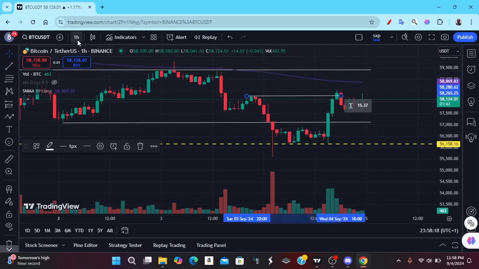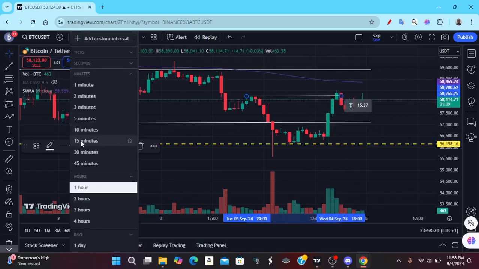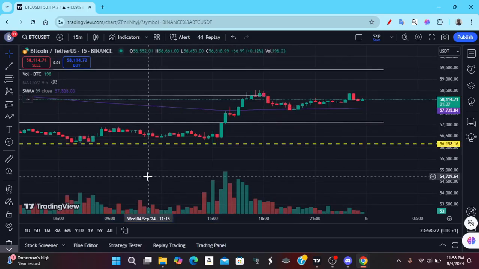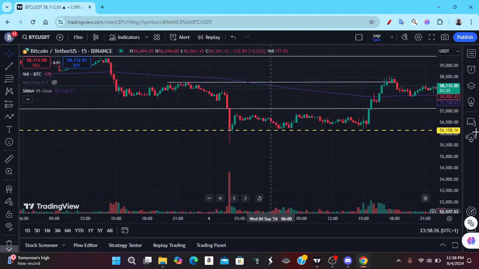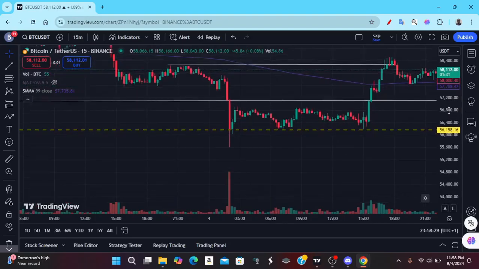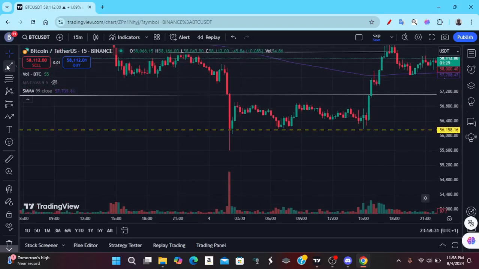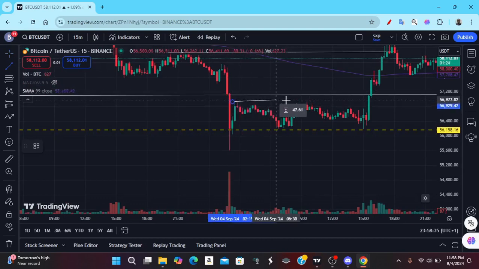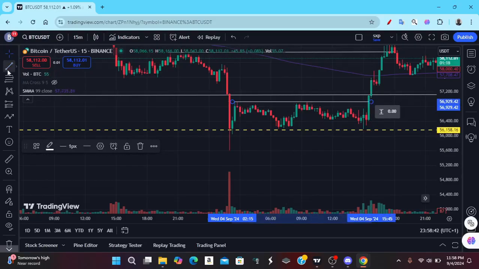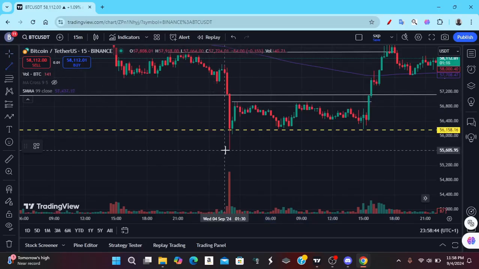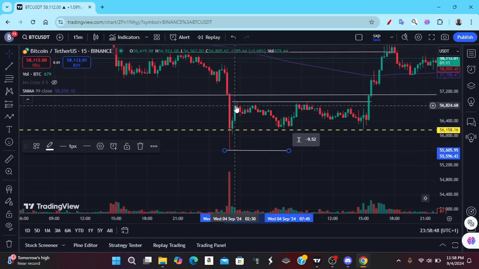So we come down to our 15 minutes. When we come down to our 15 minutes, we want to use our knowledge of market structure to see how we can trade this. So we say, okay, around that time liquidity was grabbed. This is the last high that was created. So if this high is created, this is our low. This is our low and this is our high.